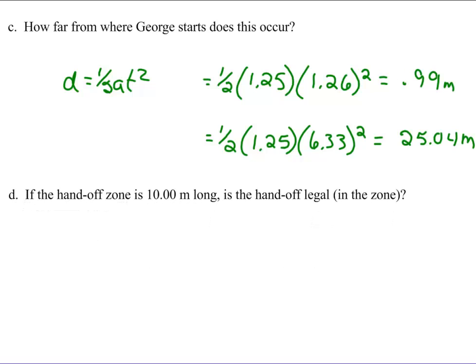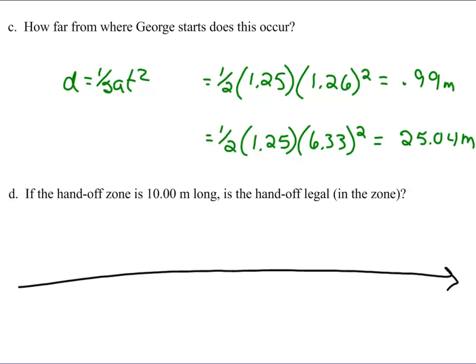So last question, if the handoff zone is 10 meters long, so if we go back and look at our motion map type of diagram, so here's Fred, here's George, this is the 5 meters head start. If the handoff zone, so George is standing at the beginning of it, is 10 meters, and what we saw up in letter C is that George makes contact with Fred, or Fred makes contact with George, at about 1 meter after George starts, that's going to be about right there. That's definitely the handoff zone.